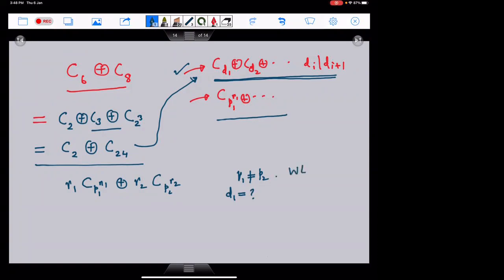So can I say, without loss of generality, this R1 is bigger than R2. One of them is bigger, I am calling it R1. Is it okay? Yes. Then what is the choice for you? Then by however much it is bigger, we can take all those at the start. And for whatever remains, we can form a single group, like how we combined C3 and C8. So what is your proposed choice? C of P1 to the N1, how many? R1 minus R2 times.